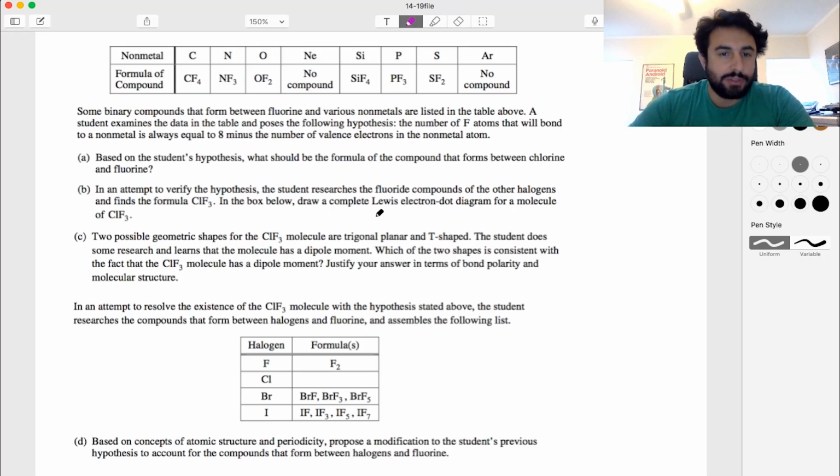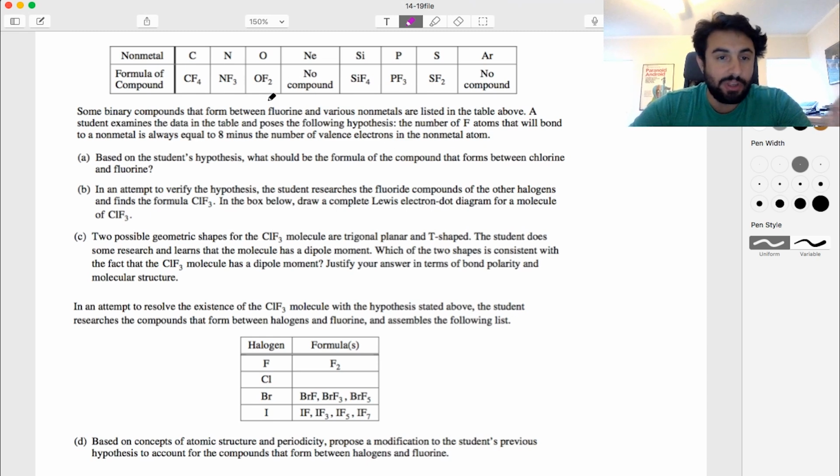Okay, we have a long answer problem here regarding some fluorine-based compounds. So some binary compounds that form between fluorine and various nonmetals are listed here. And so this student has this hypothesis here that the number of fluorine atoms that will bond to a nonmetal is always equal to 8 minus the number of valence electrons in the nonmetal atom.